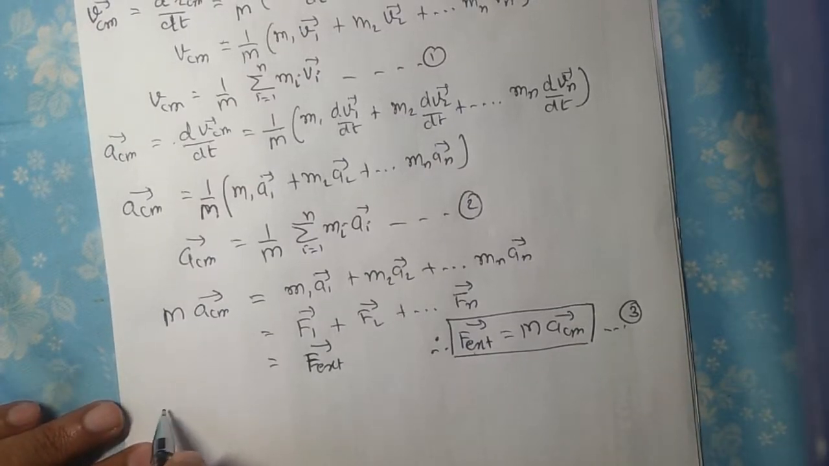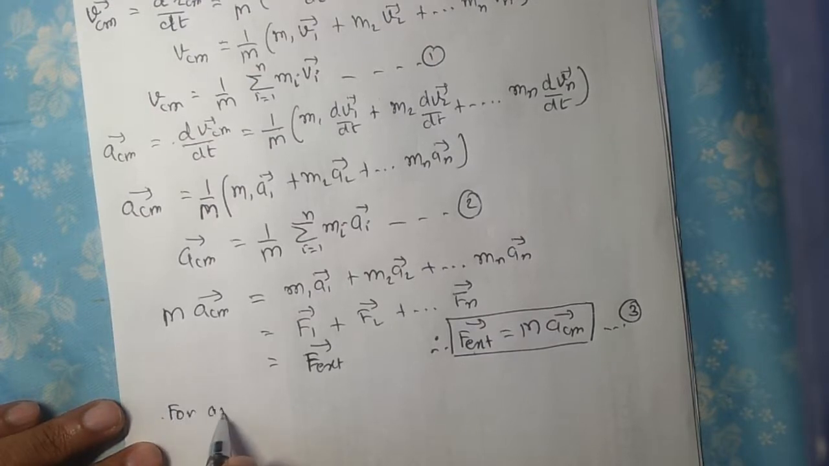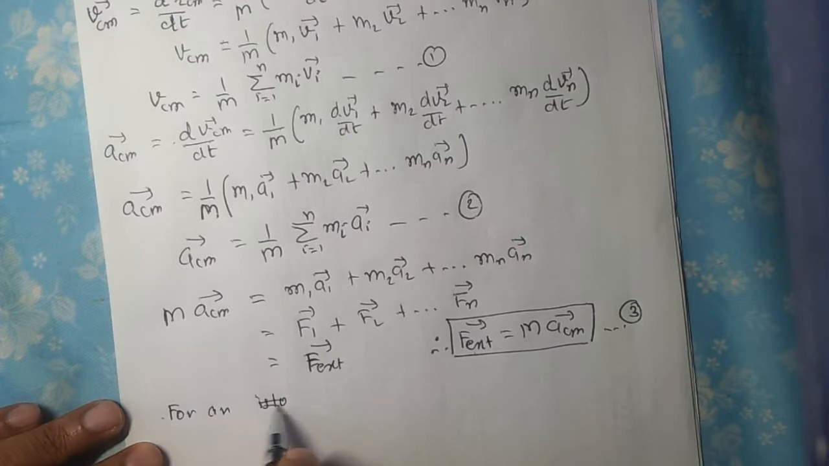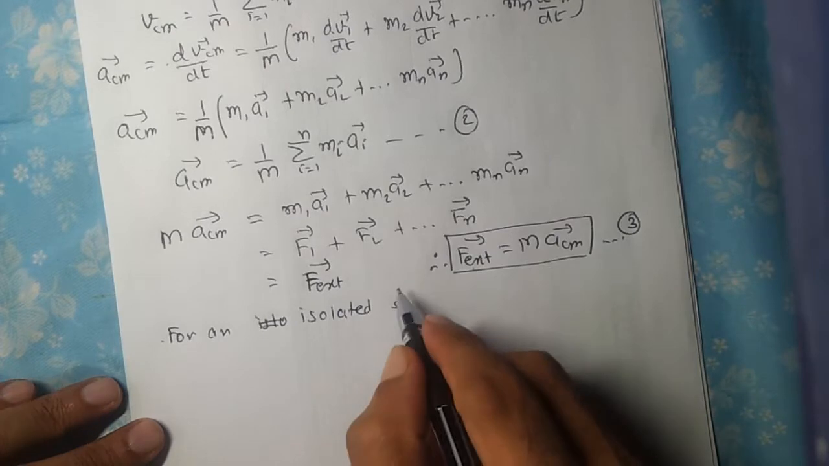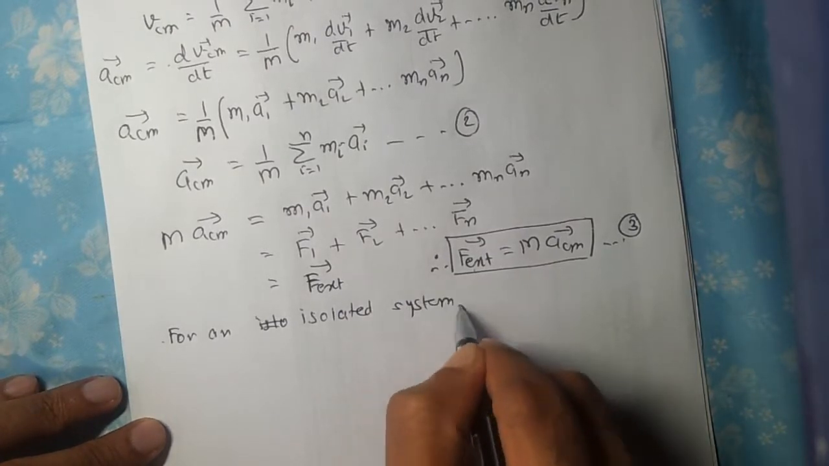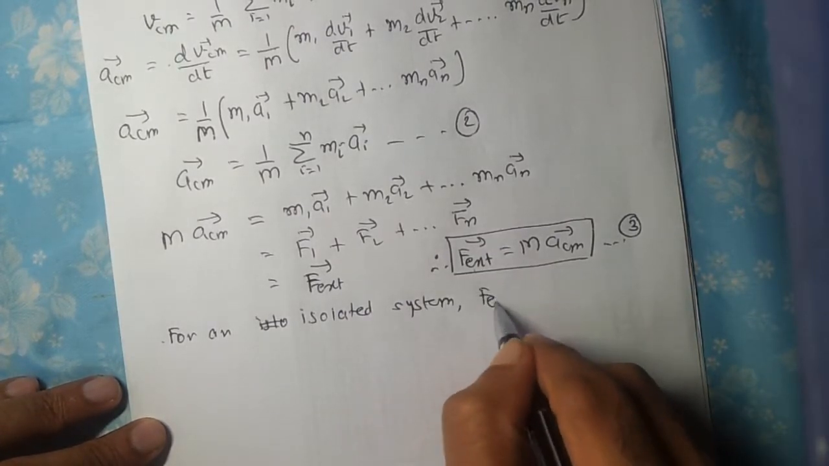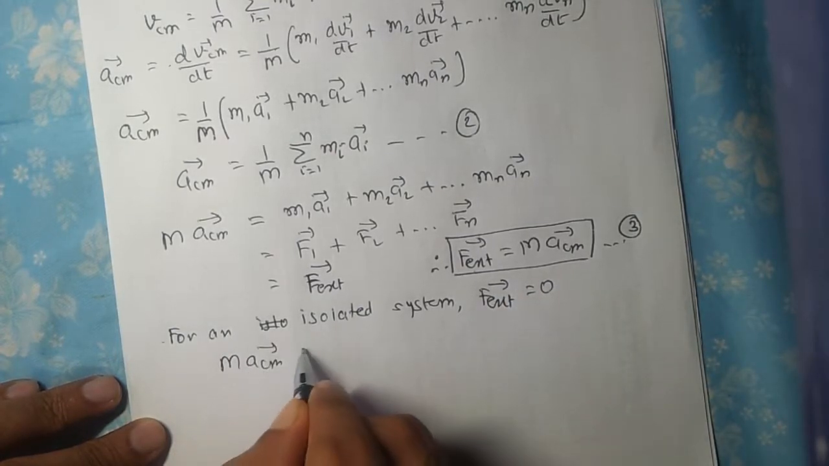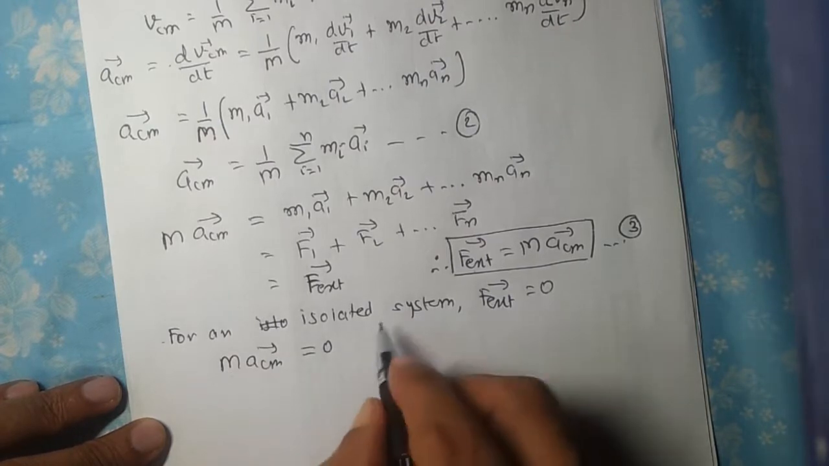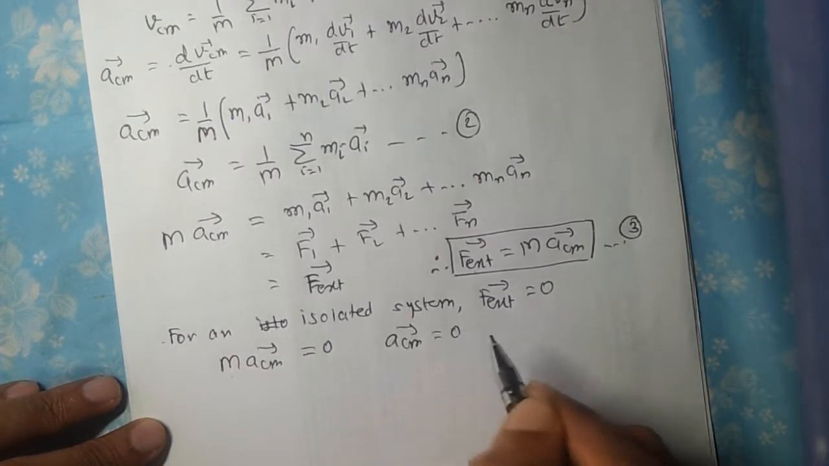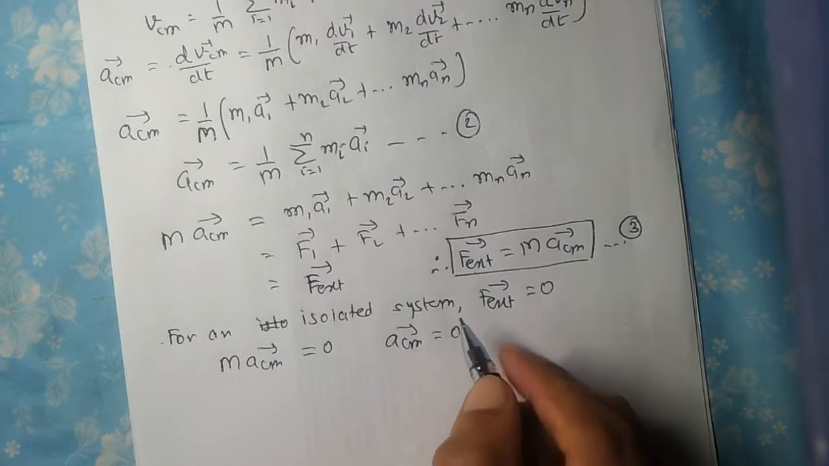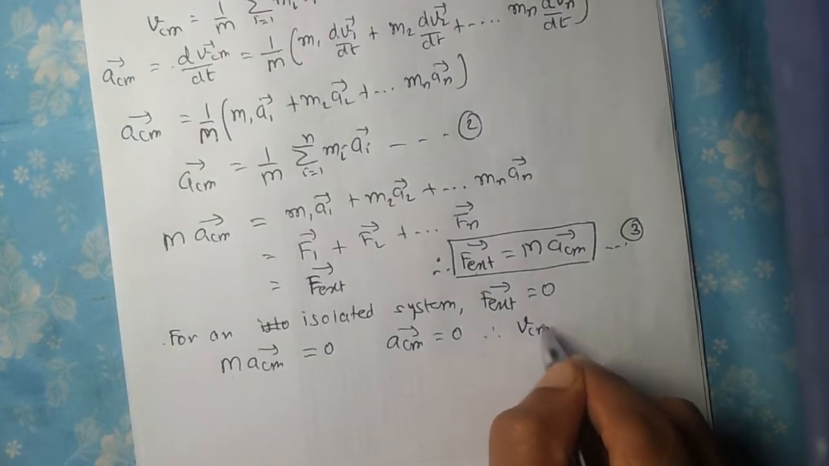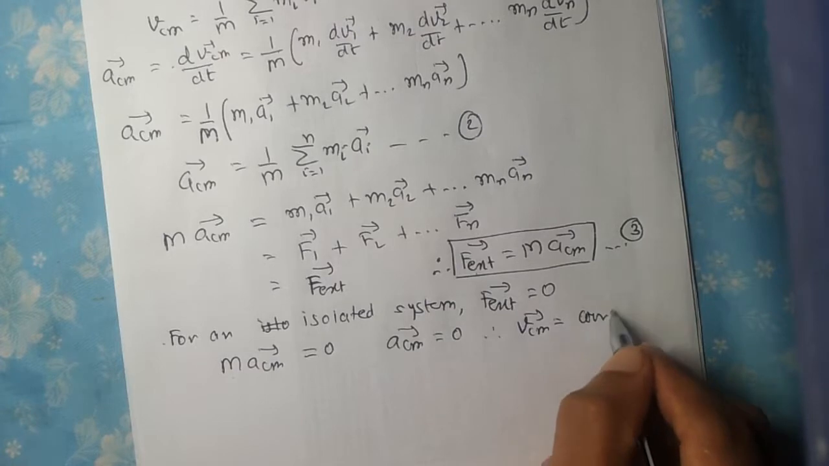Now supposing the system is isolated, that means F external is 0. So this is for an isolated system. The system is isolated, that means there are no external forces. F external is equal to 0. So M ACM is equal to 0. Mass cannot be 0, so ACM is equal to 0. Right? So ACM is equal to 0, therefore we can write down VCM is equal to constant.